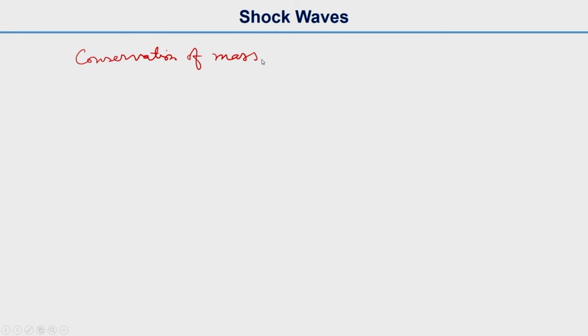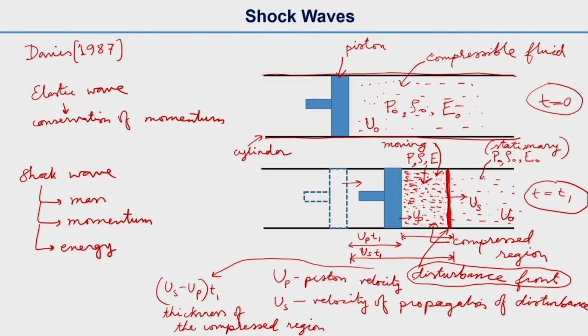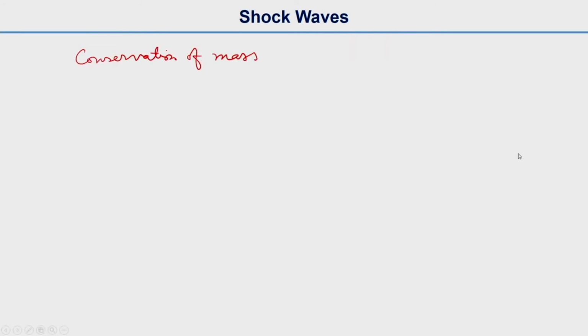Conservation of mass: the initial uncompressed material or fluid, this part, is uncompressed material. So here the mass of this can be written as Us T1 rho naught. This is the initial mass of the uncompressed material. After compression, it will look like rho (Us minus Up) T1.